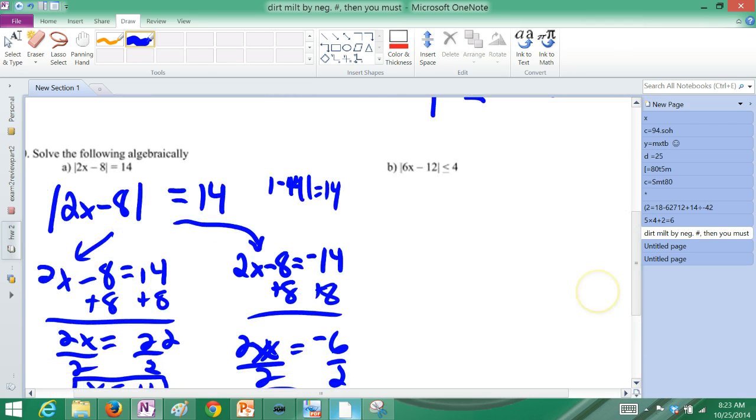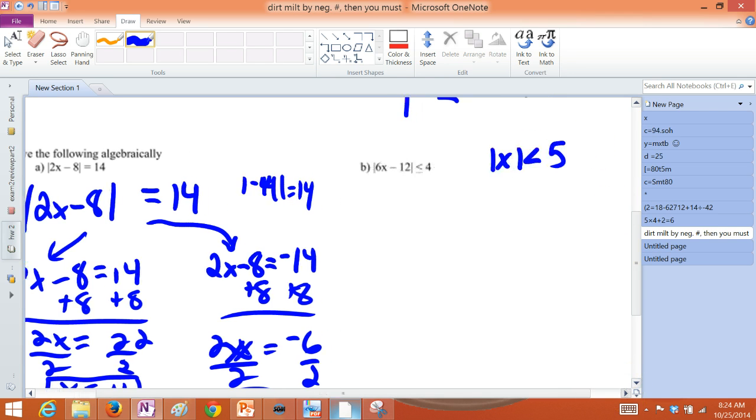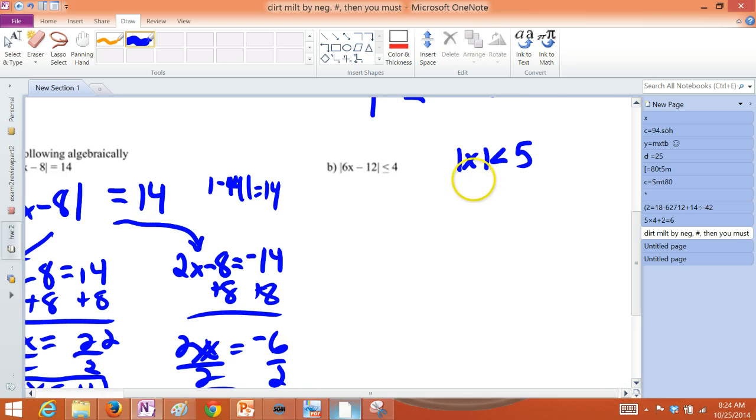Now, absolute value with an inequality, this mix gets complicated. In general, the absolute value of x being less than some number means to you that all the guys who solve this must be between minus 5 and 5. Let's just think about it. Any number in here, once I slap the absolute value around it, it'll be less than 5.